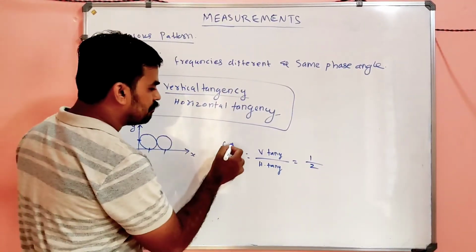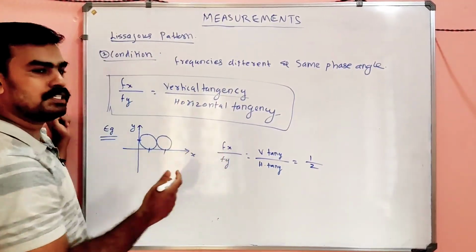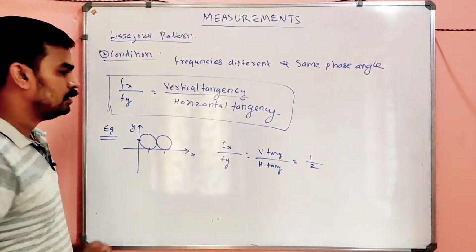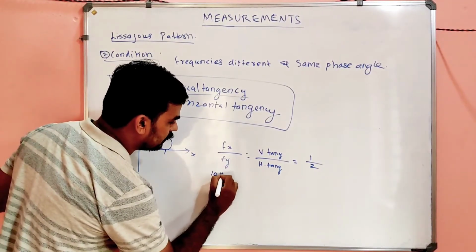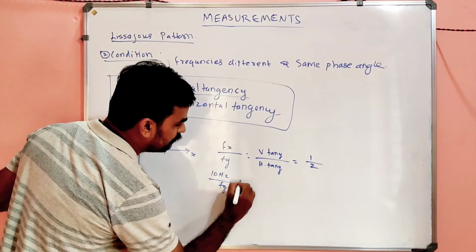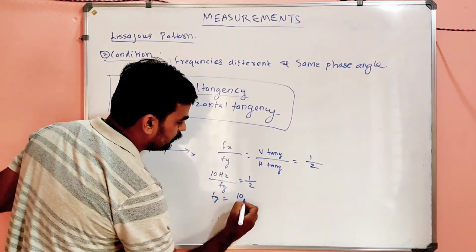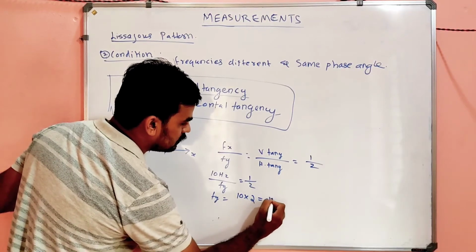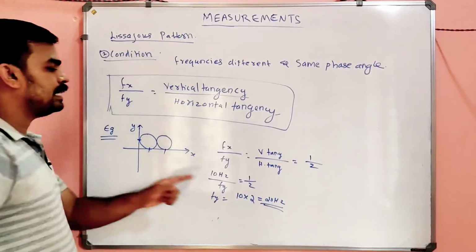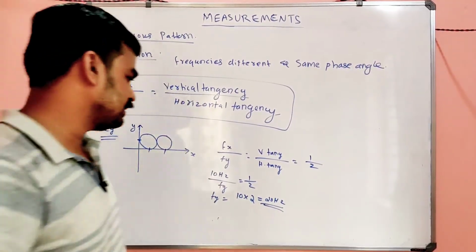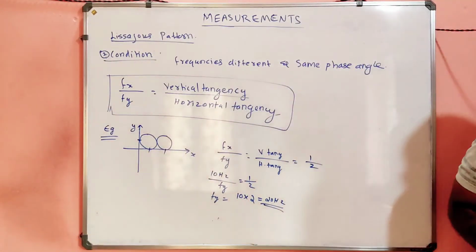And in the question, one of the frequencies is given. Suppose fx is already given as 10 hertz. Then what will be fy? 10 hertz divided by fy will be equal to 1 by 2. So fy will be 10 into 2, that is 20 hertz. Like that you can find the unknown frequency.